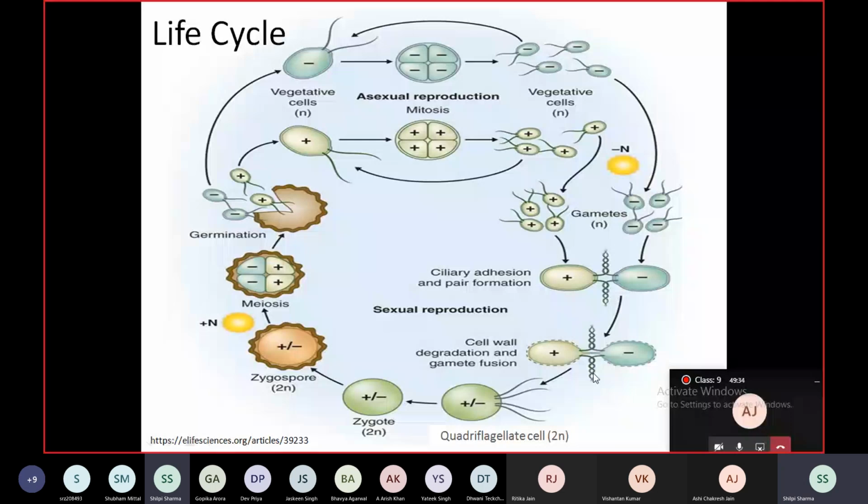So then the cell wall degrades, and what is formed is a quadriflagellate cell, a cell with 4 flagella, and it also has double the cellular content. So there will be like 2 pyrenoids, there will be 2 eye spots, but eventually the flagella are lost, and the zygote secretes a thick wall around itself. Zygospore is formed. And it is only when the favorable conditions reappear that the zygospore germinates.